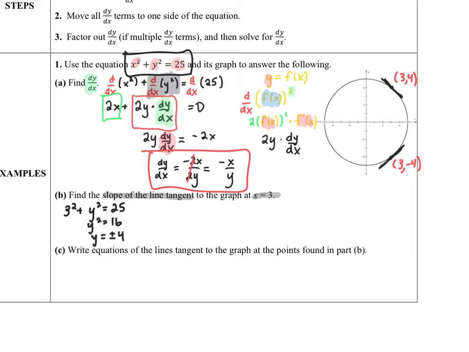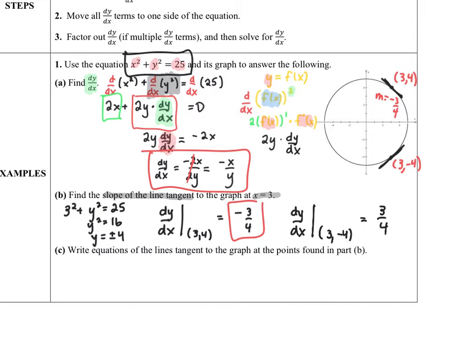I'm going to give you a little bit of new notation here. This is dy dx. This vertical bar right here means evaluated at the ordered pair 3, 4, and all that means is I'm going to take 3, 4 and plug it into my dy dx, and I get a negative 3/4. So that means my slope right here is a negative 3/4. And then I just do the same thing with my other ordered pair. And I get that that slope is a positive 3/4.